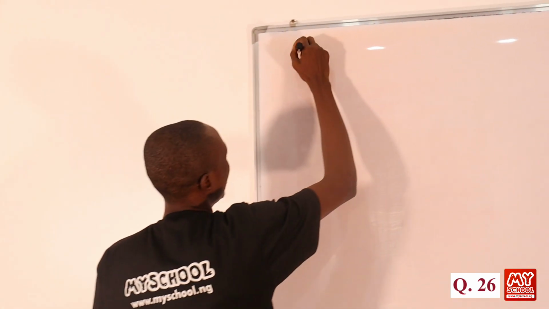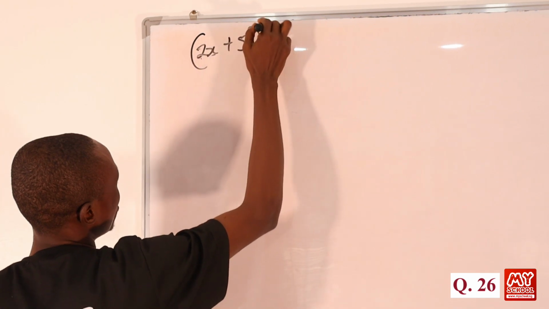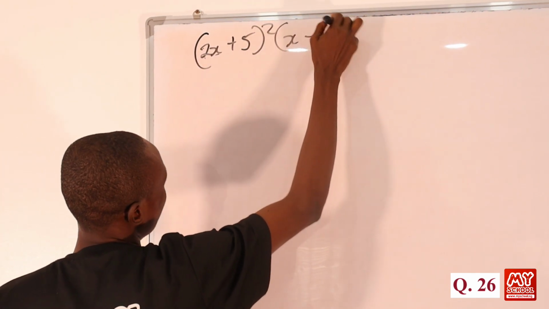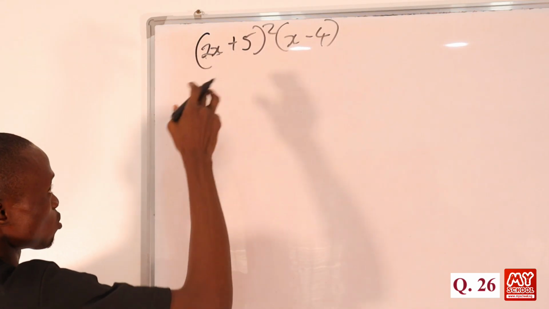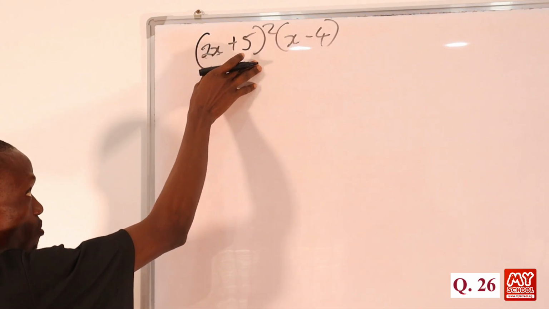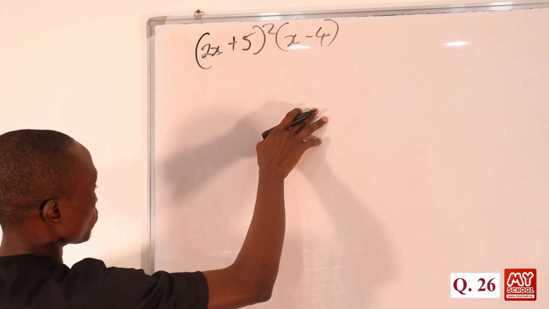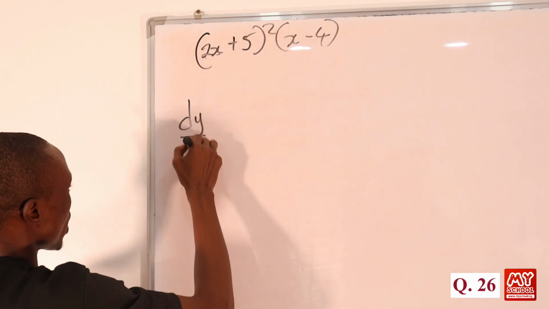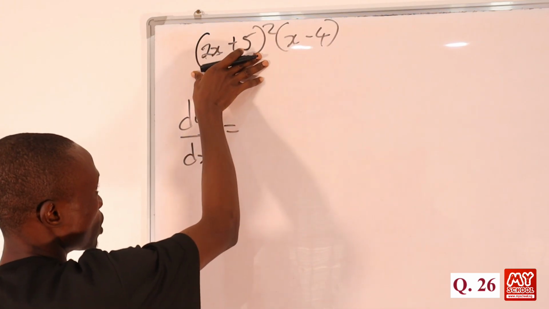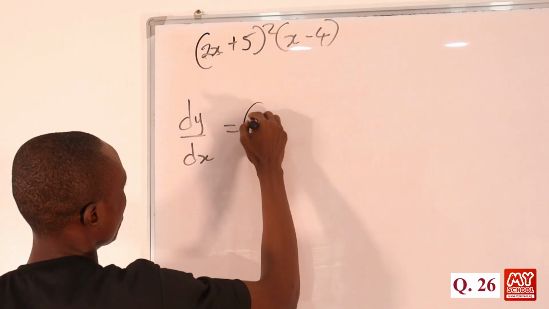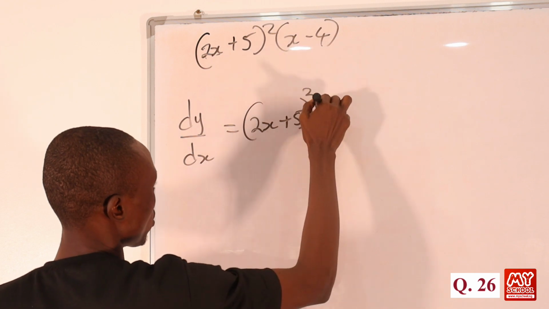So we are given (2x + 5)² times (x - 4), and we are asked to differentiate this. In order to differentiate this, we use the chain rule for the first bracket, then the product rule. So let us differentiate straight. dy/dx will be equal to: first we keep this and differentiate what we have here, (2x + 5) raised to power 2. Then if we differentiate what we have inside this bracket, that will be 1.